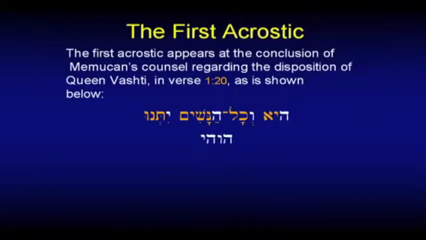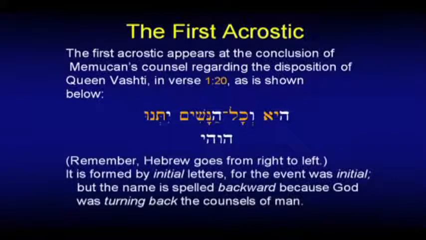So the first letter is highlighted here on the slide. And if you take those letters and put them together, you have the name of God. It's formed by the initial letters, and you may not recognize it because it's backwards. Yod-Heh-Vav-Heh goes in the other direction. Yod-Heh-Vav-Heh, it goes left to right the way we're reading it. That's backwards for Hebrew. It's in here backwards.